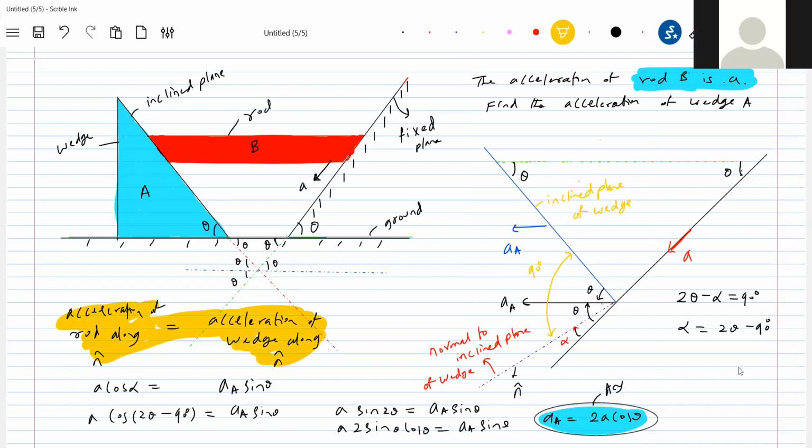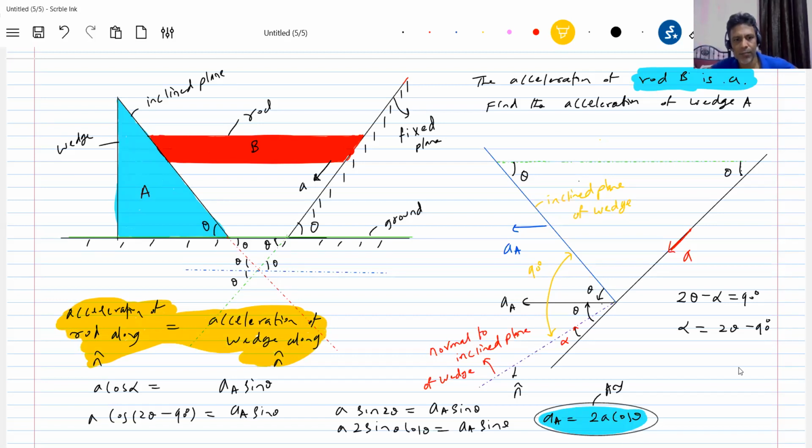Excuse me, sir. Why should they be equal? Why are you equating this one? The reason for that is the wedge is in contact with the rod, no? So acceleration of the wedge and the rod along normal to the inclined plane must be equal.